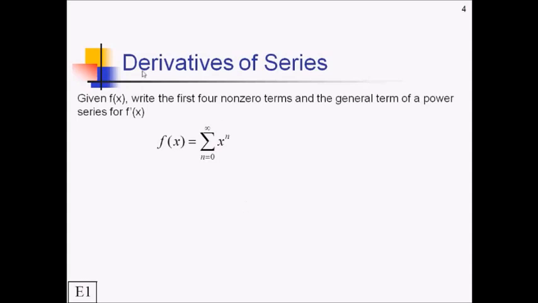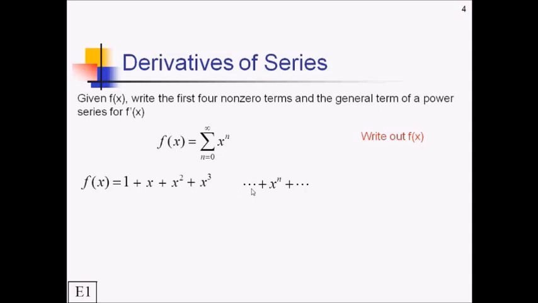For this example, given this f of x that we saw in the warm-up, we want to write the first four non-zero terms and general term of a power series for f prime of x. So we're just going to take the derivative of this series. Well, we're just going to start by writing out f of x. So again, we had 1 plus x plus x squared plus x cubed, and so on and so forth until we have x to the n with a bunch of dot dot dots.